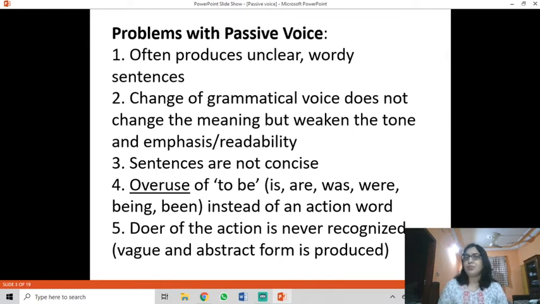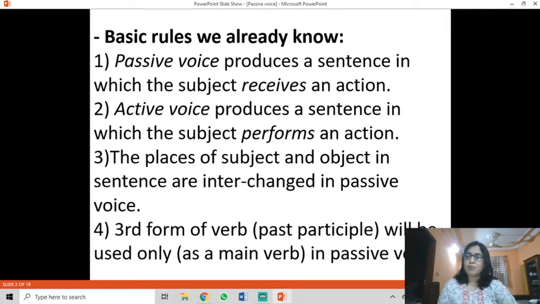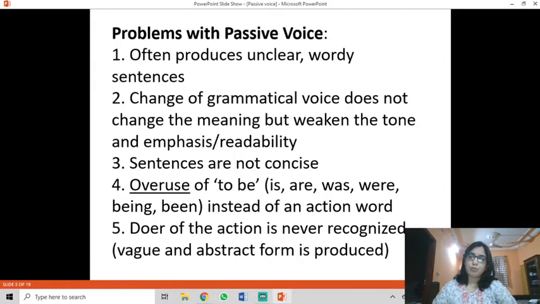There is overuse of to be: is, are, was, were, being. Whenever you are using the third form of the verb, you would be using it with an auxiliary, or to be. So you are going to use it with is, are, was, were, being, been instead of an action word. The doer of the action is never recognized, and a vague and abstract form is produced. You are not giving due importance to the doer of an action. For example, when I say an apple was eaten by Aisha, your focus is on the apple and the action, not Aisha. So Aisha is not going to take the primary position, and you are not going to recognize the doer of the action.